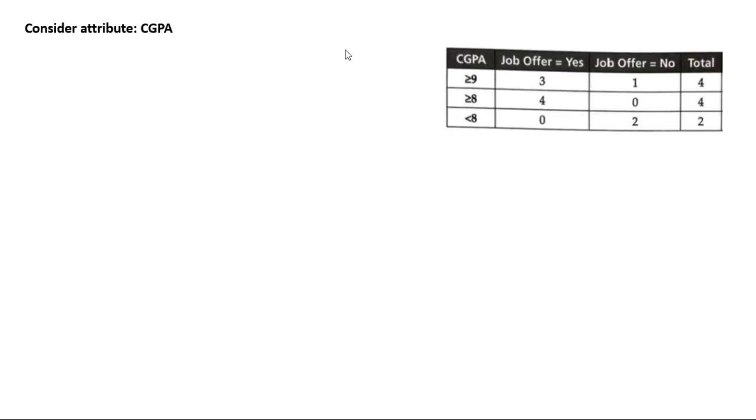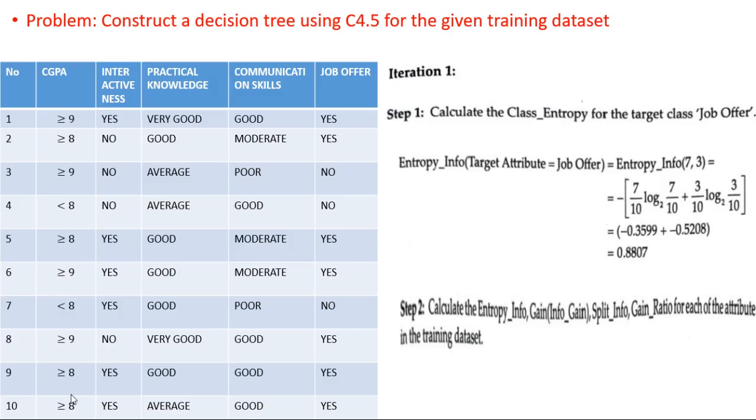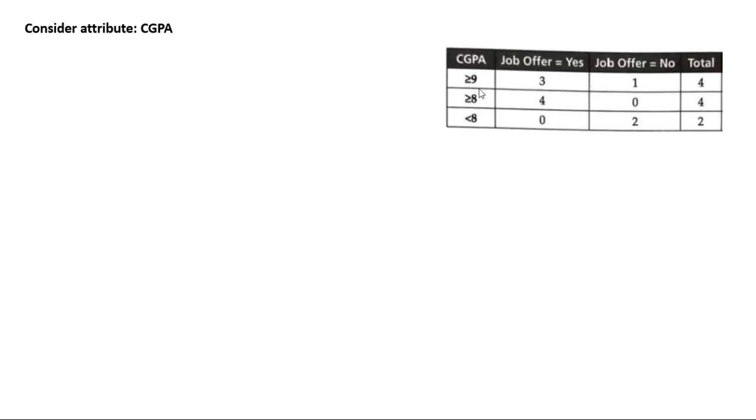Let's first consider the attribute CGPA. Let's find all the 4 metrics for the attribute CGPA. Now from the previous table, what you observed is CGPA has 3 different values: greater than equal to 9, greater than equal to 8, less than 8. So that you list down as your first column, and then you see how many yes and how many no you have. So for greater than equal to 9, I have 1, 2, 3 yes, right? So that is what you have to do. First column you make CGPA, second column you make job offer equal to yes, third column you make job offer equal to no, and then just total it.